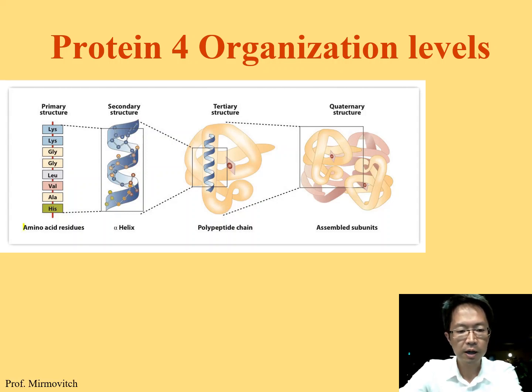You have amino acids. This is the primary structure, the polypeptide chain. And then you have alpha helix or beta pleated sheet. And then you have the tertiary structure. Basically, well, they call it polypeptide chain. Folded, I would say folded polypeptide chain.